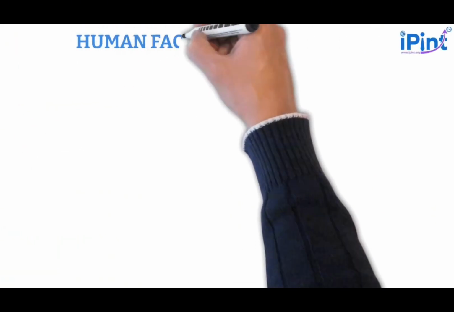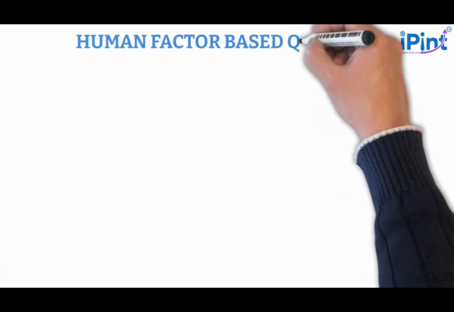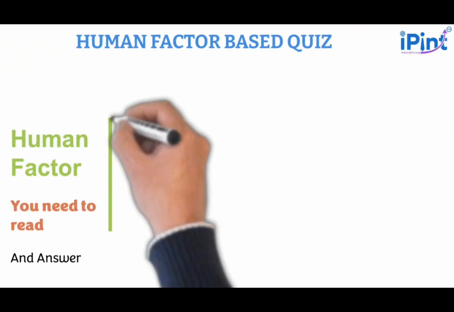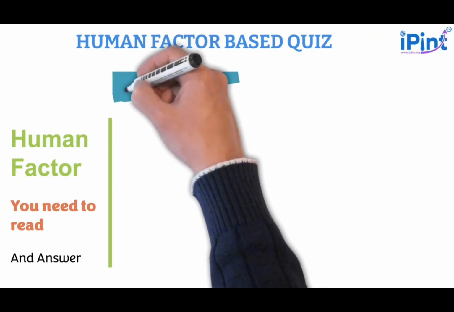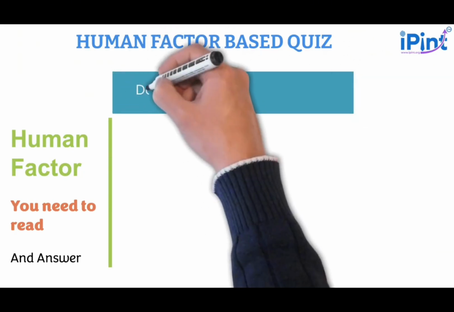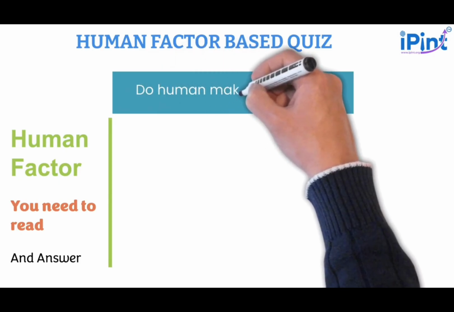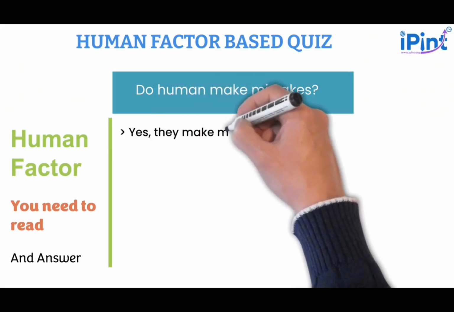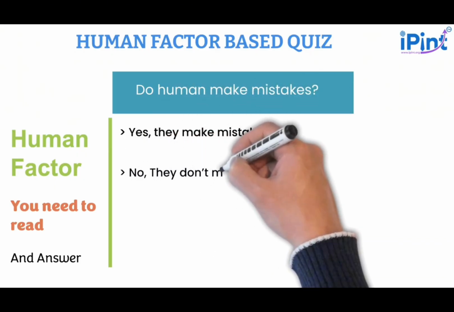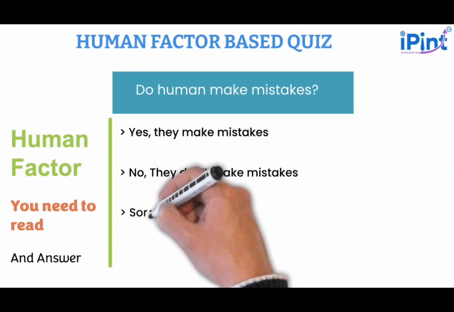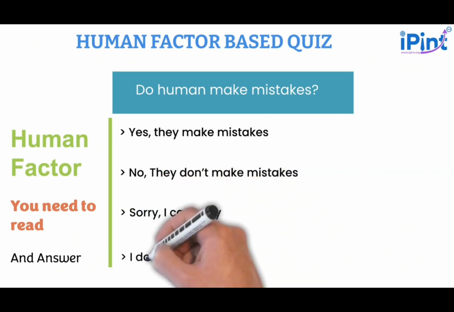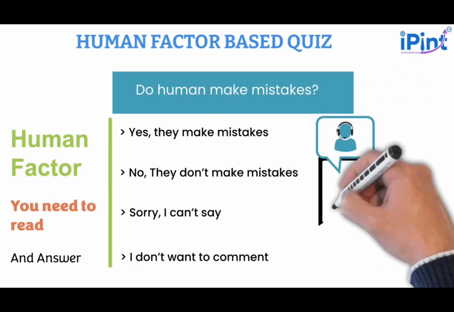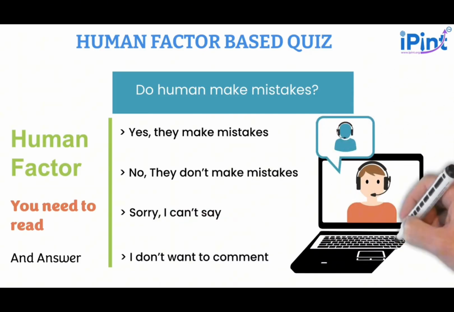Now it's time to have some human factor-based quiz. On the screen, you need to read the question and answer from the given options on right-hand side. So the question is, do humans make mistakes? First option is yes, they make mistakes. The second option is no, they don't make mistakes. The third option is, sorry, I can't say. The fourth option is, I don't want to comment. What are your thoughts about it? Comment down below in the comment box.